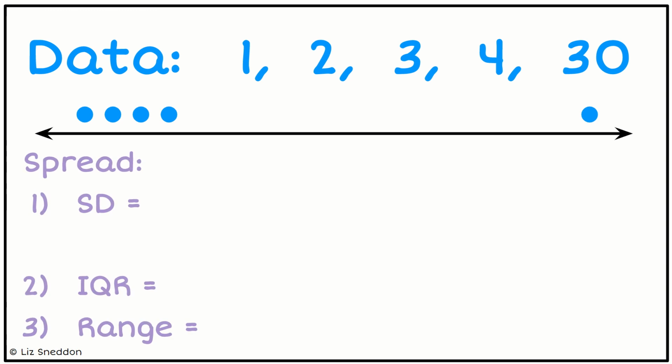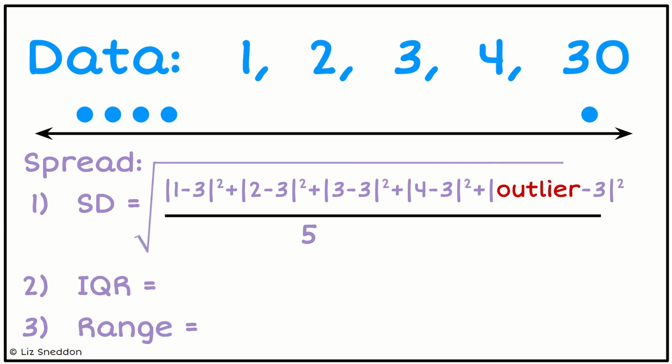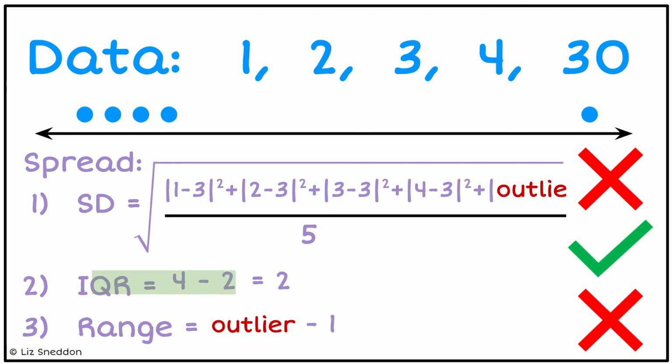What about our spread? So our 3 measures of spread: standard deviation, interquartile range, and range. So when we calculate the standard deviation, remember we take each data value, subtract from the mean, take the absolute value and square it. That's including that value of 30, which is an outlier. So when I go to divide that by the sample size of 5 and take the square root, my standard deviation is going to be affected by that outlier, as is the mean. So my interquartile range, 4 minus 2, is not going to be affected by that value. And my range, outlier, take away 1, that is also going to be affected by it. So the standard deviation is affected, the interquartile range is not, and the range is. So that tells me that the interquartile range is the most appropriate statistic to use when we're talking about the spread for this set of data.